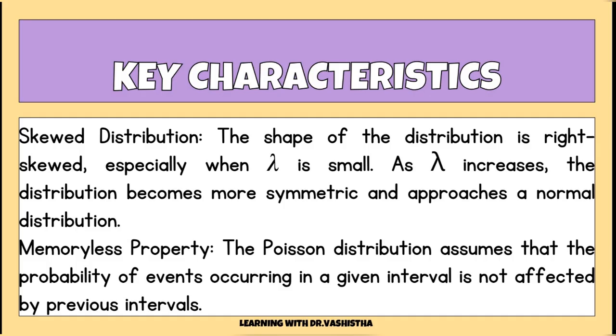As the value increases, the distribution becomes more symmetric, like the normal distribution, as we saw, where it's equally distributed on both sides, that is towards right and left. So it tends to take that normal distribution shape. And the next characteristic is that the Poisson distribution assumes that the probability of an event occurring in a given interval is not affected by the previous intervals.